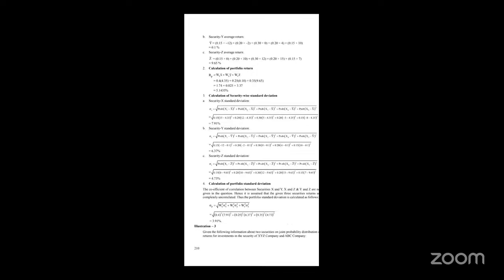So X bar, the return on X, we have calculated, and the return on Y we will be calculating. Returns on Y security: minus 12, minus 2, 0, 4, 10. What is the probability? 0.15, 0.20, 0.20, 0.20, 0.15. So on Y security we are having only 0.10 as the return. Similarly, we will do the average return for Z also. So we get 9.65. This is the average return for security X, for security Y, and for security Z.